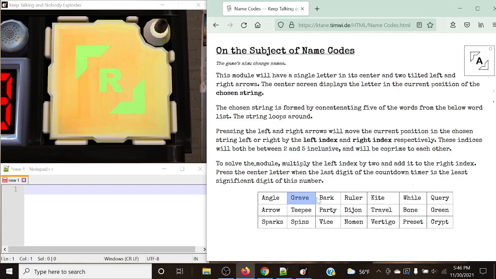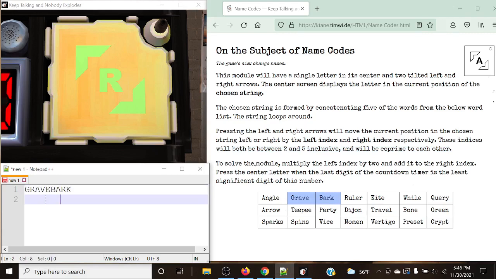So for example, let's take grave and bark. Let's combine those two together. And let's say we happen to be at this Romeo right here, right below this bark. And let's say our left index happens to be 3 and right is 5, for some reason. If we hit left, it would take us 1, 2, 3 spaces to this echo right here. And if we happen to go right, which would take us 5 spaces, 1, 2, 3, 4, 5, it would take us off to a different word.